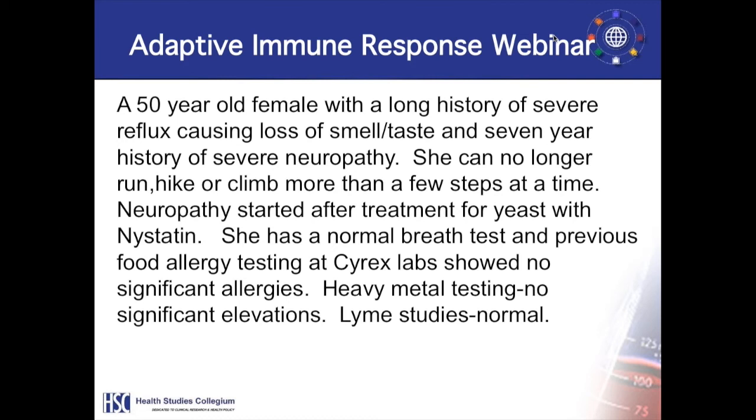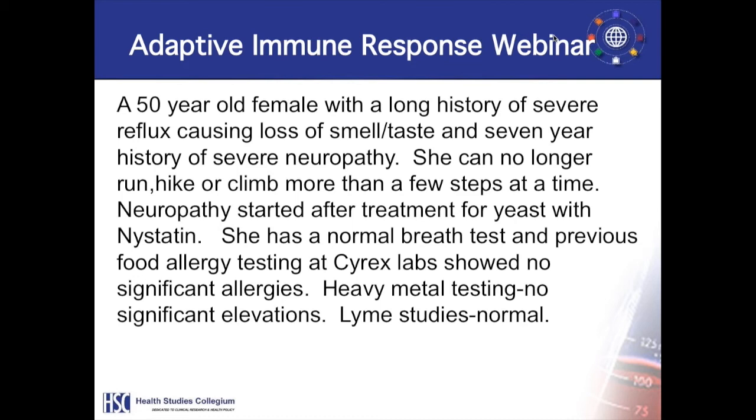What a perplexing situation. Well, here's how I put it together. This woman had reflux, what's often called GERD, gastroesophageal reflux disease, and was probably treated with either H2 blockers or proton pump inhibitors, and that in turn reduced the amount of B complex and B12 that she was able to absorb and reduced the amount of magnesium that her body was taking in, and that produced both the loss of smell and taste and the neuropathy.